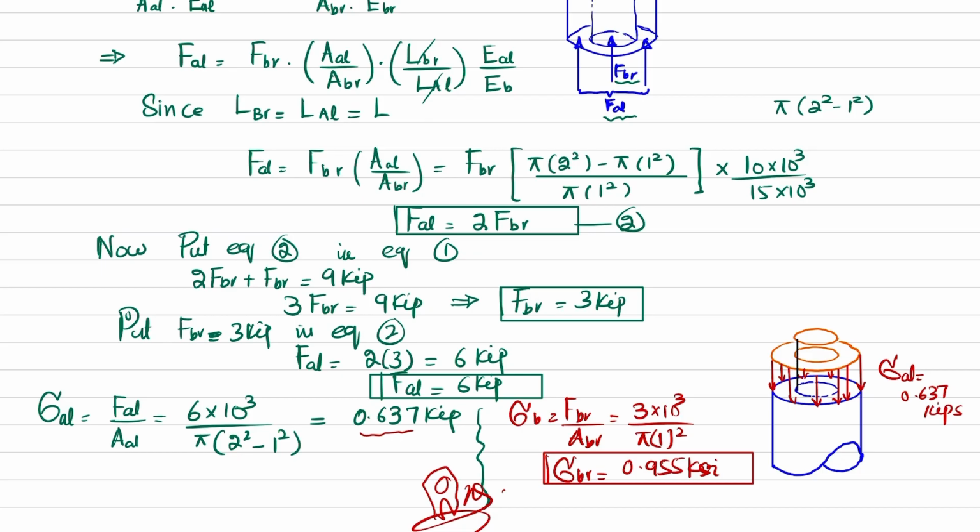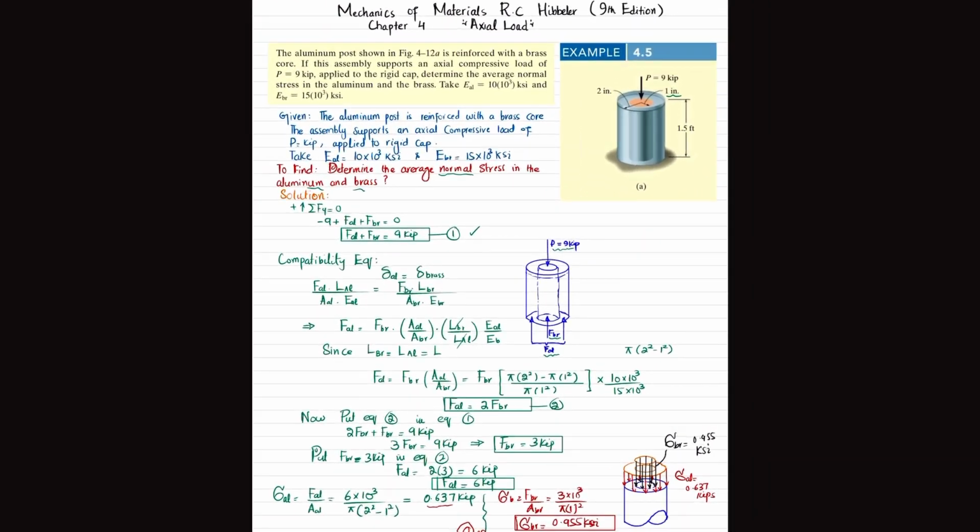Similarly, if you want to show the stress in brass, it will be like this. These black lines will show you the stresses in the brass core. These will be the compressive stresses, and the arrowhead will be downward because it shows compressive stress. This is the stress in brass, which is 0.955 ksi. Using this result, the stress distribution is also shown in this figure. And that was all about this example 4.5.